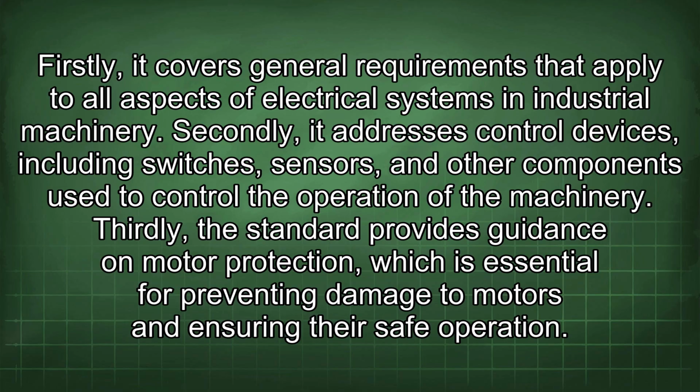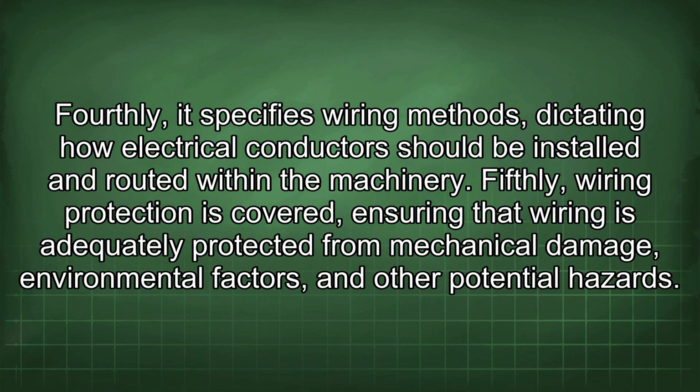Firstly, it covers general requirements that apply to all aspects of electrical systems in industrial machinery. Secondly, it addresses control devices, including switches, sensors, and other components used to control the operation of the machinery. Thirdly, the standard provides guidance on motor protection, which is essential for preventing damage to motors and ensuring their safe operation. Fourthly, it specifies wiring methods, dictating how electrical conductors should be installed and routed within the machinery.